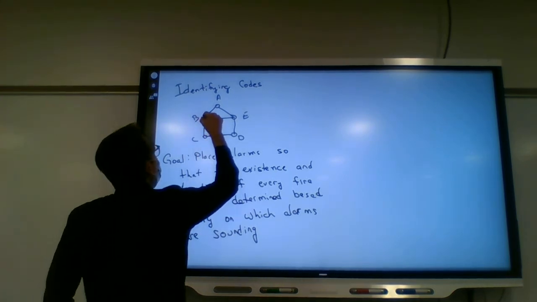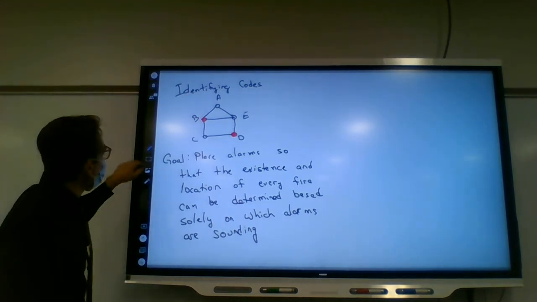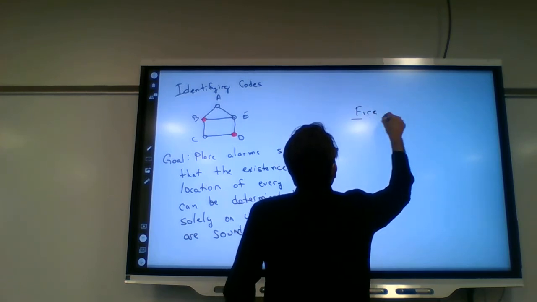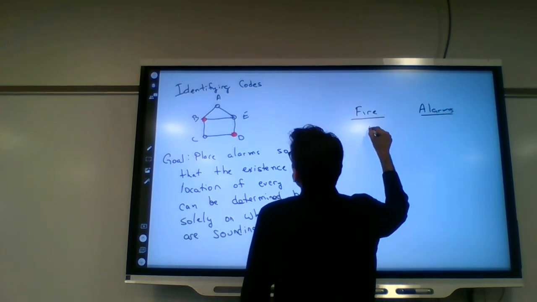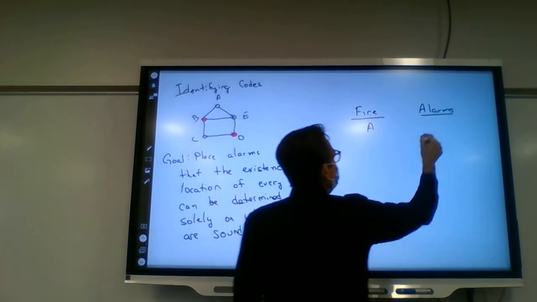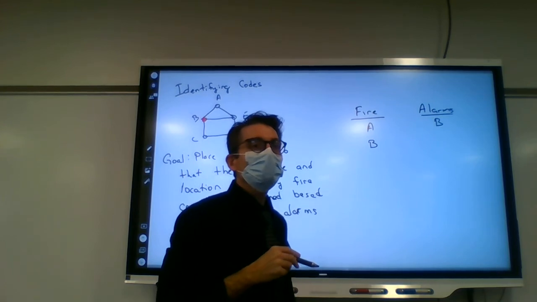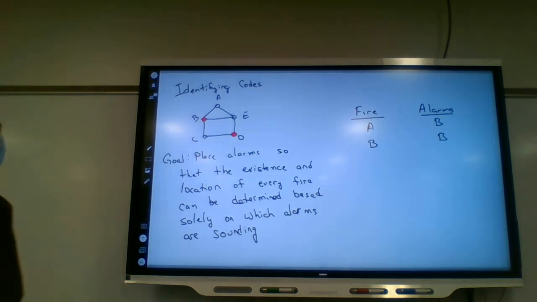B and D? All right, so let's see what happens if we put alarms in B and D. If the fire is in A, what happens? B is going to go off. What if the fire is in B? Then just B is going to go off. So at this point, what do we have? That's not enough information. Because if the alarm in B goes off, we don't know where the fire is.